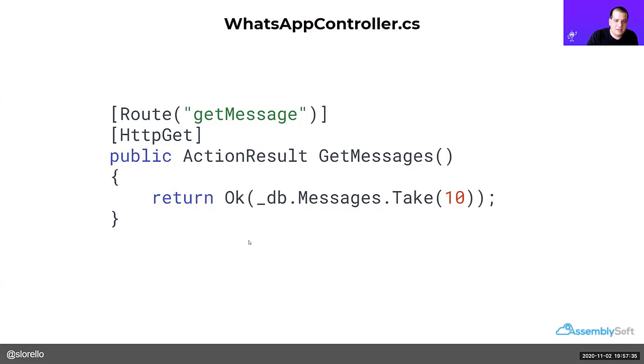And then on the other end, we're just going to create a basic GET operation. It's not going to do anything clever. It's just going to return the first 10 messages from the database. It didn't seem to make any sense to show any more complexity than that. It's just taking the database and taking the first 10 off of it.